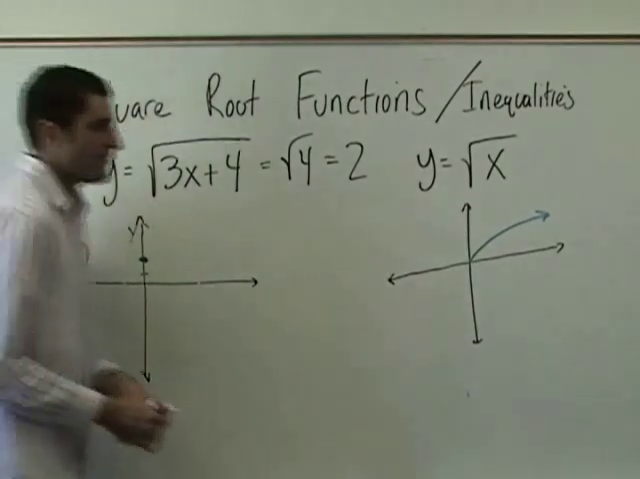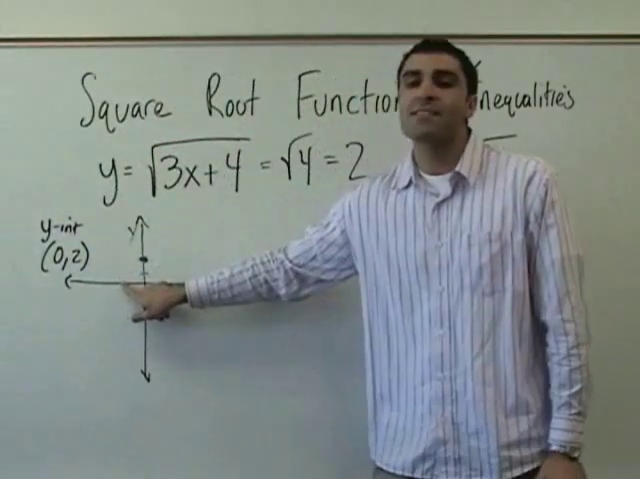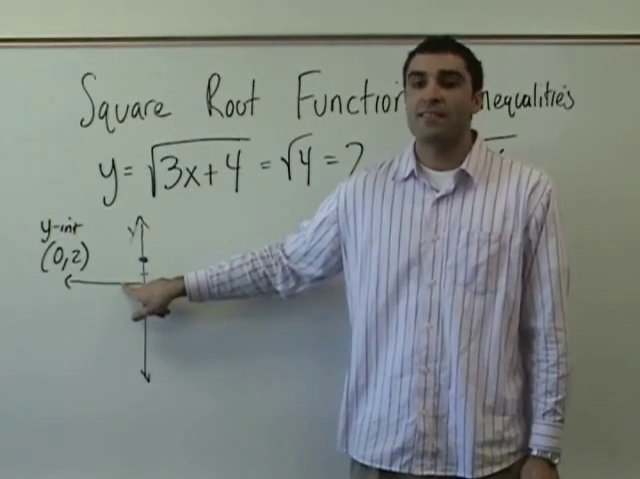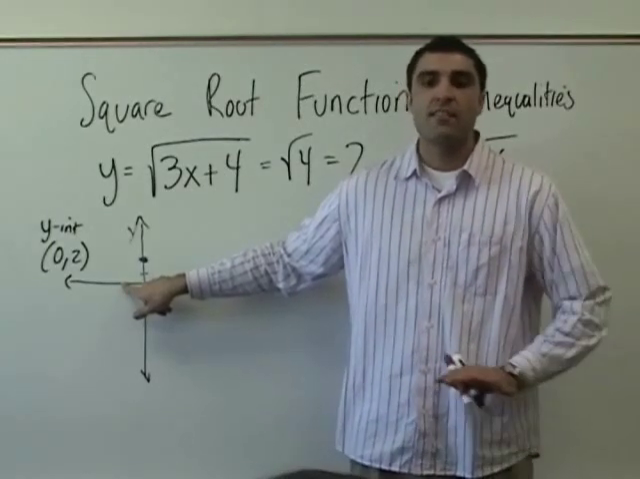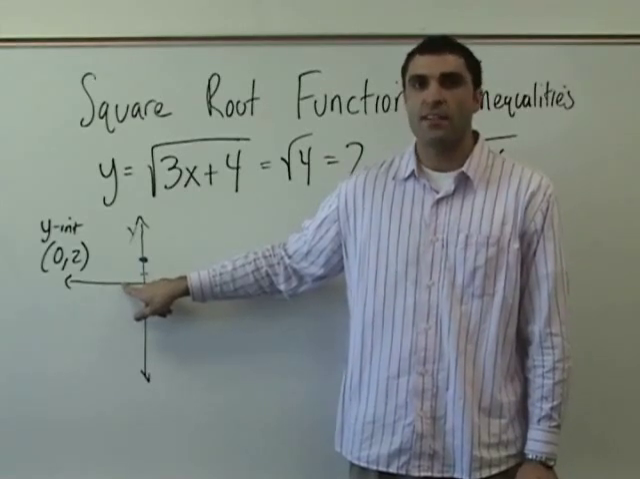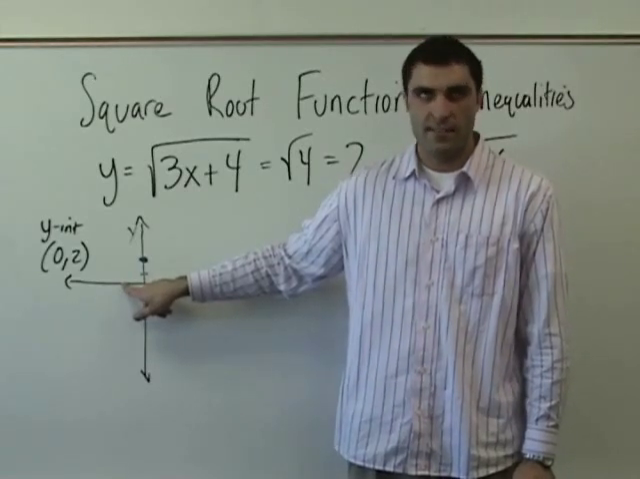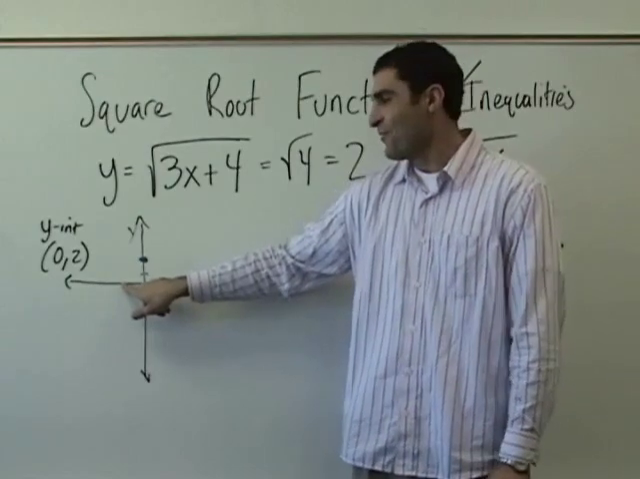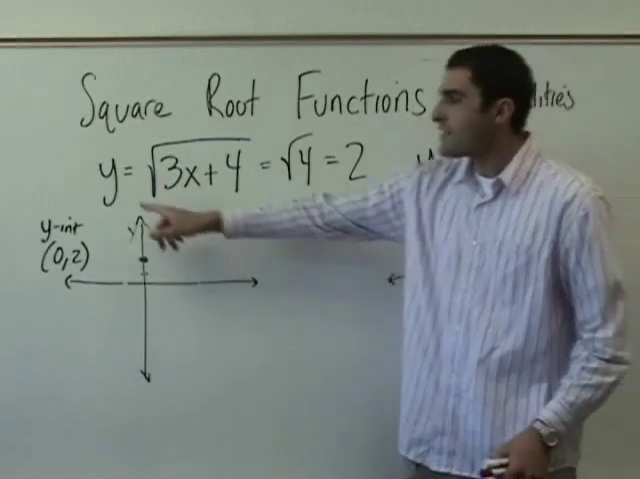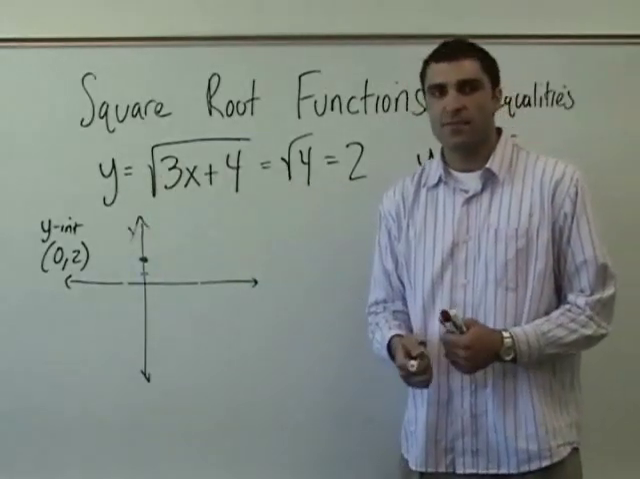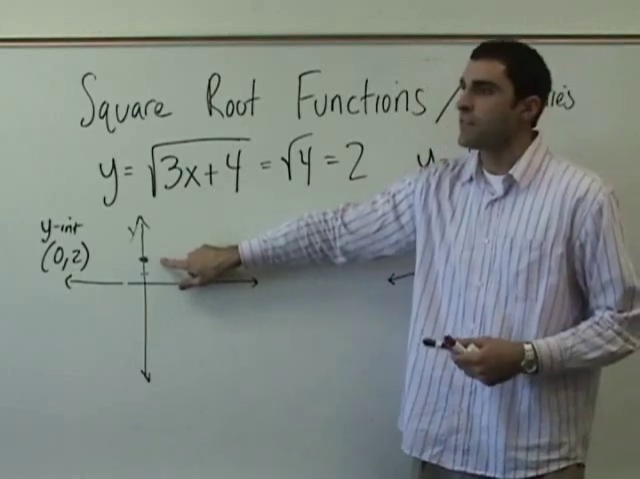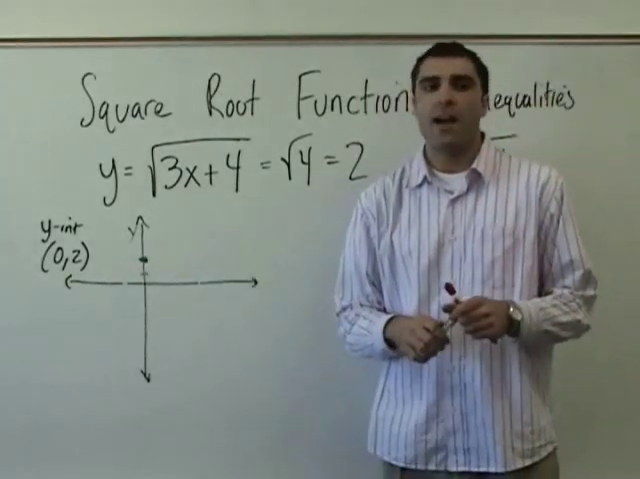What do we know about this point? Y is 0 here. If we set y to 0, we would get the x-intercept. So to sum up, the y-intercept is when x is 0. The x-intercept is when y is 0.